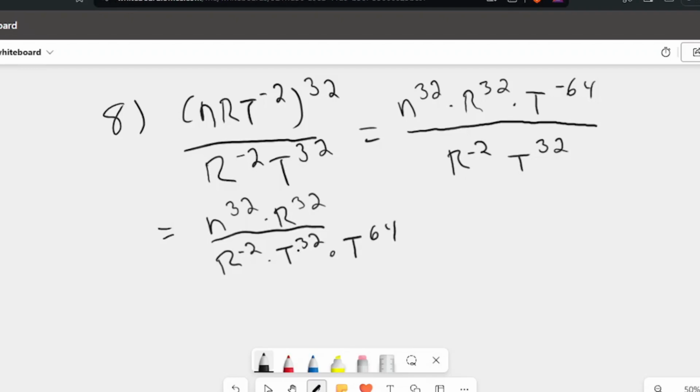Which we're going to just be adding, because it's a common base. So that would be 96. So n to the 32, r to the 32, r to the negative 2, and then t to the 96.